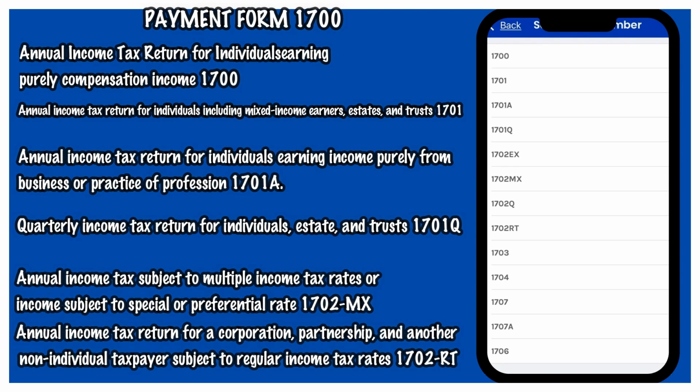This form is used to pay the income tax if you're engaged in a profession, trade or business or practice, and mixed income earners. Annual Income Tax Return for individuals earning income purely from business or practice of profession. This form is used for those subject to graduated income tax rates, those who availed the optional standard deduction, and those who benefited from the 8% flat income tax rate who do not exceed 3 million.